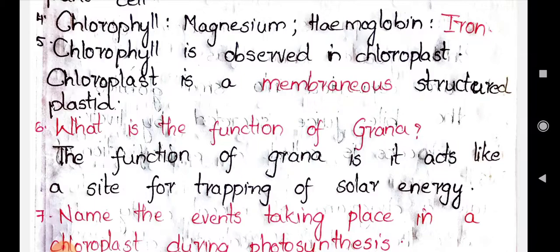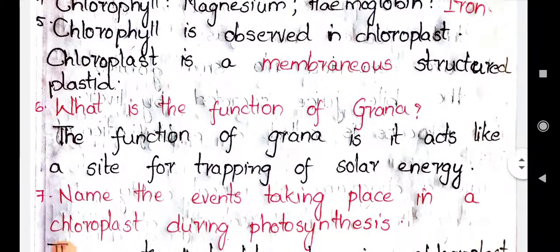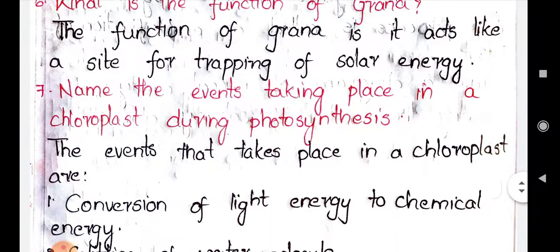We know that chlorophyll is helpful in trapping the solar energy and converting it into chemical energy. But here the grana, which is more important, helps in the trapping of the solar energy. Next, going to the seventh question. Name the events taking place in a chloroplast during photosynthesis. So what are the events that are taking place in the chloroplast? Let us see one by one.